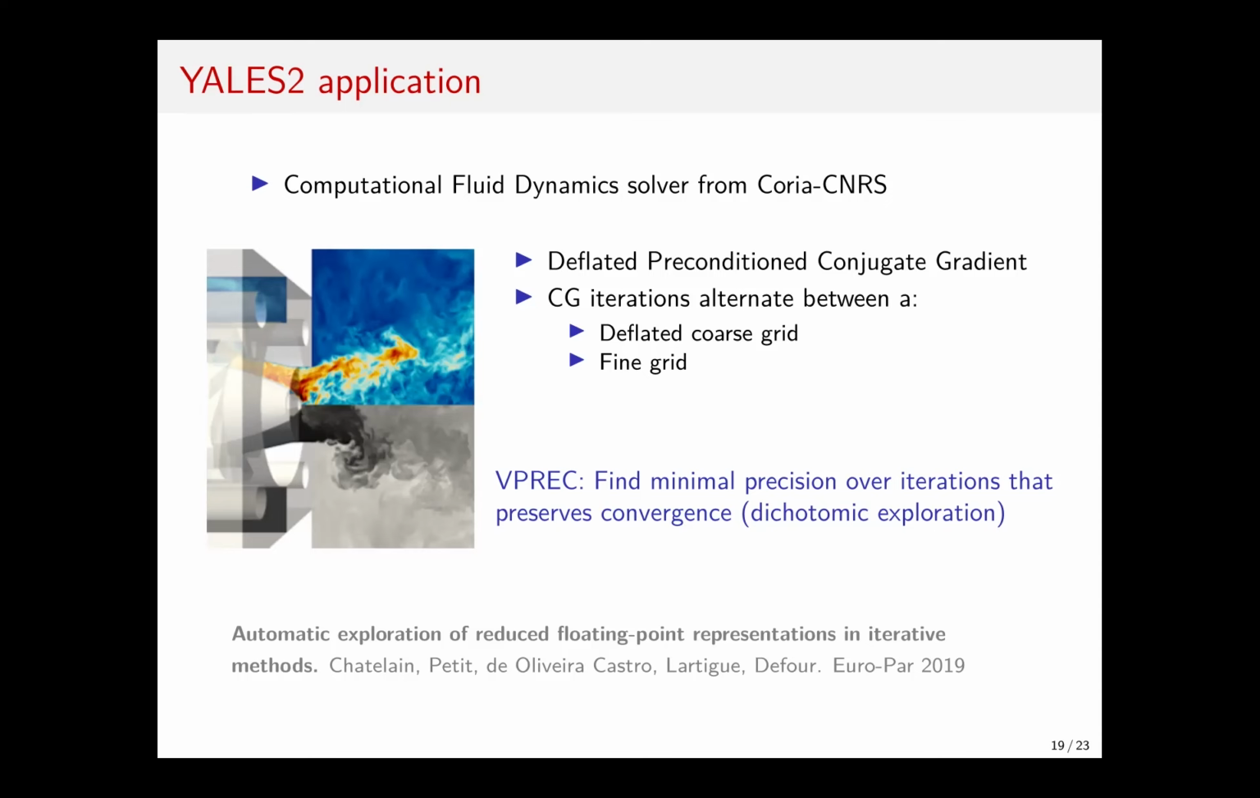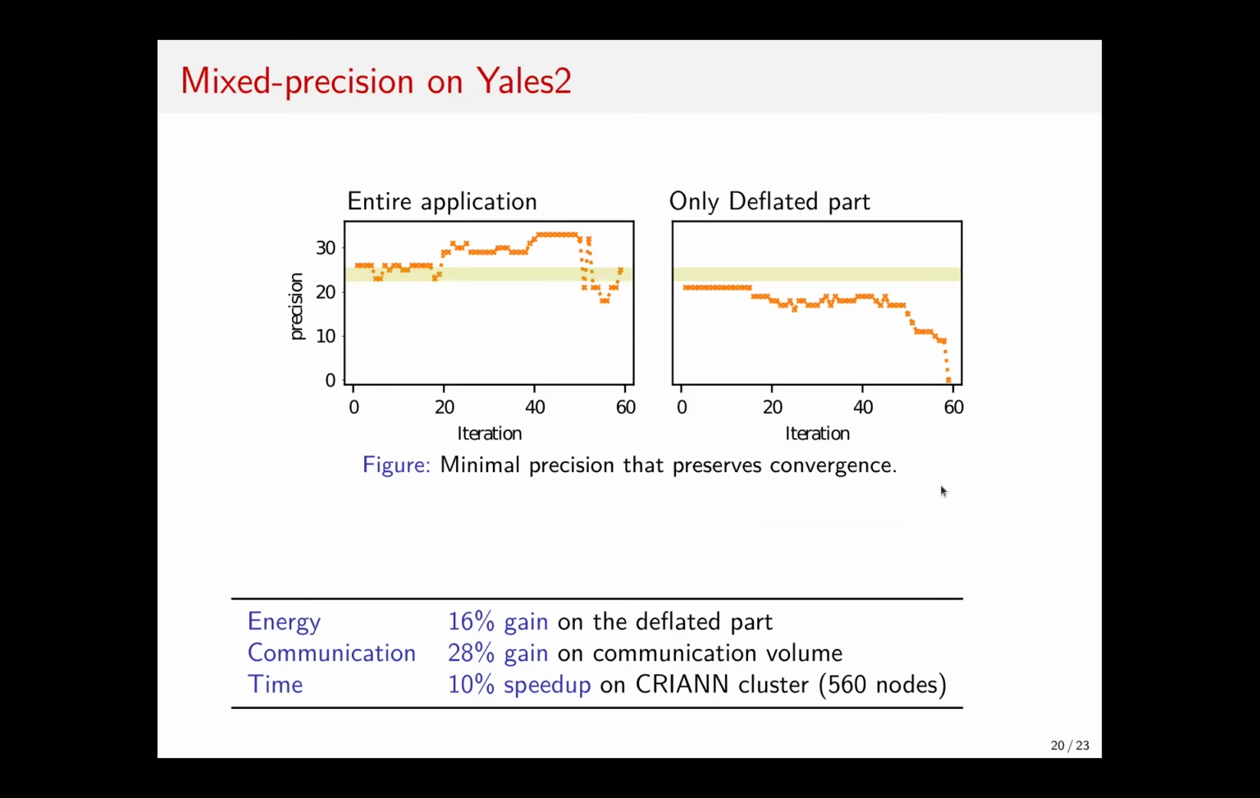So we did this with a dichotomic exploration, and we can see at first we look at the entire application, what happens when we do on the fine grid and the big grid, and here we show the minimal precision that is required for convergence. And we see that in the middle iterations of the solver, we need more than 24 bits of precision. If not, the solver doesn't converge. So it means that we cannot move to a single precision, which is 24, okay?